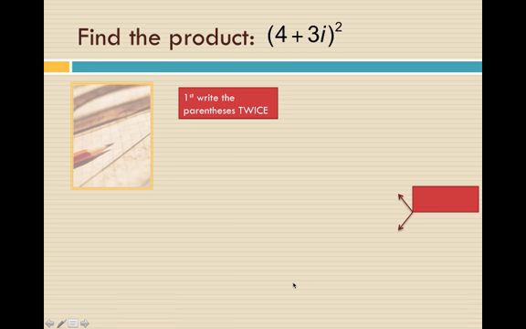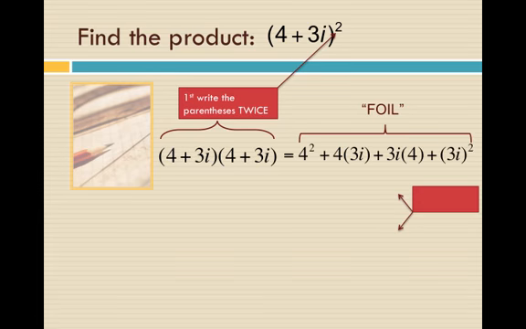What happens when it's written this way, a parentheses with a square? The first key is to write the parentheses twice. Usually when this happens, your brain says, oops, I think I'm going to have to FOIL this. That is our first step. We're going to FOIL this identical parentheses, just like we did in the last slide.